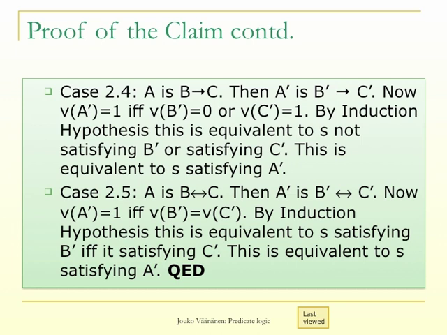Case 2.5. A is the equivalence, B equivalent to C. Then A prime is B prime equivalent to C prime. Now V(A prime) is 1 if and only if V(B prime) equals V(C prime). By induction hypothesis, this is equivalent to S satisfying B prime if and only if it satisfies C prime. This is equivalent to S satisfying A prime.